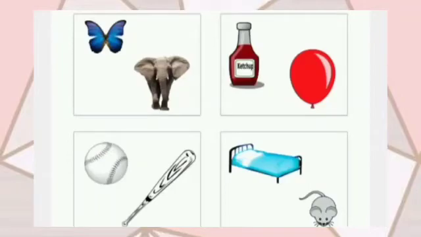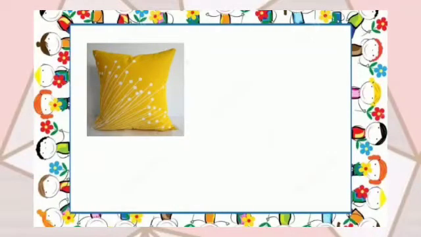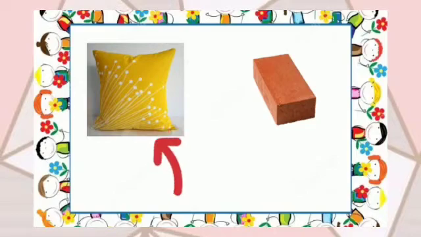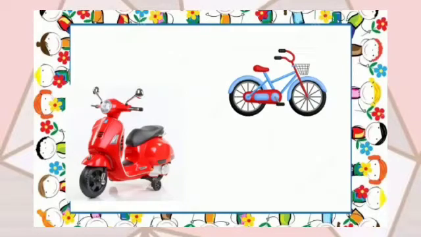Now let's see some more examples related to this concept. Now kids, can you see here? Yes, a pillow and a brick. Now a pillow is lighter than a brick and a brick is heavier than a pillow. Now look at these pictures. A scooter and a bicycle. Now this bicycle is lighter than a scooter and this scooter is heavier than a bicycle.